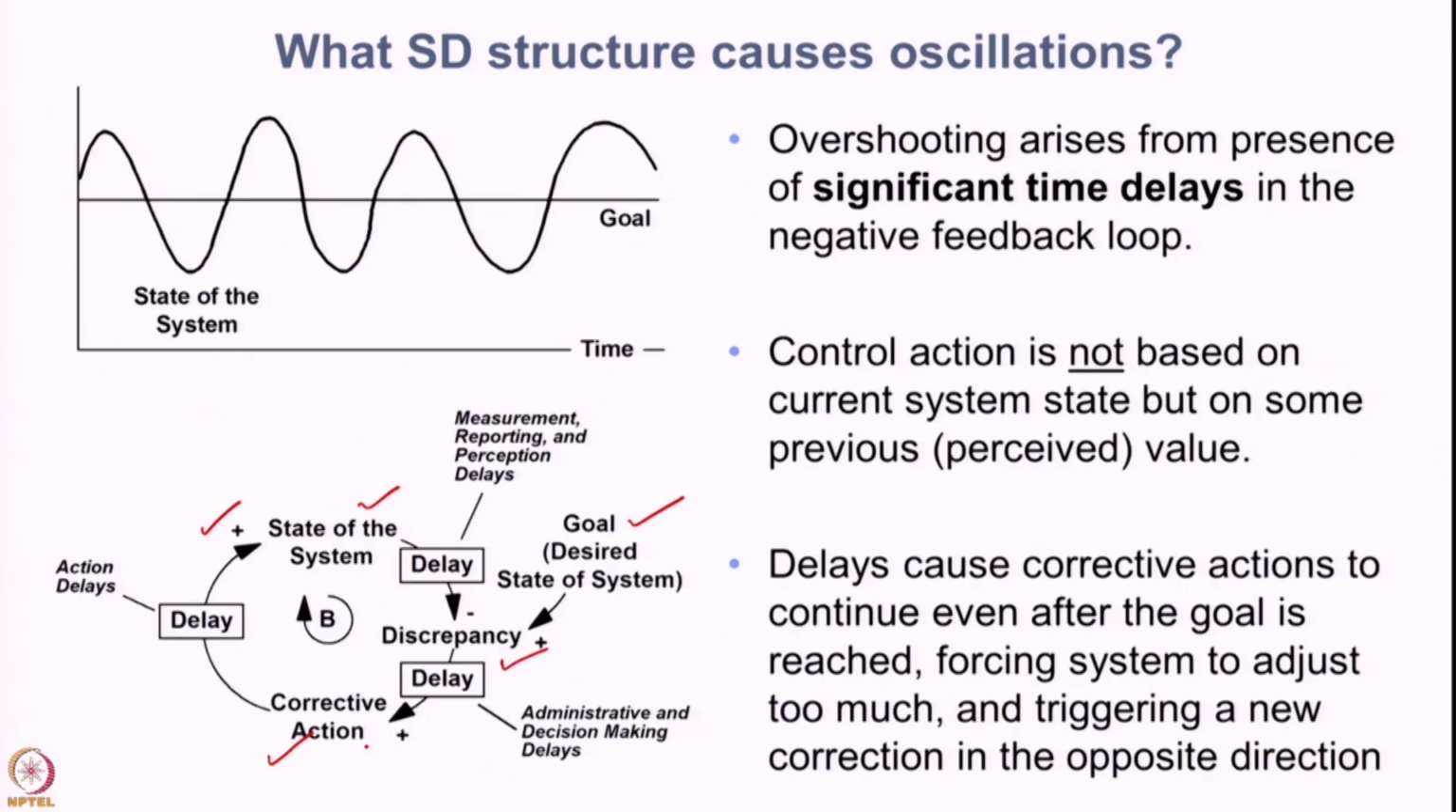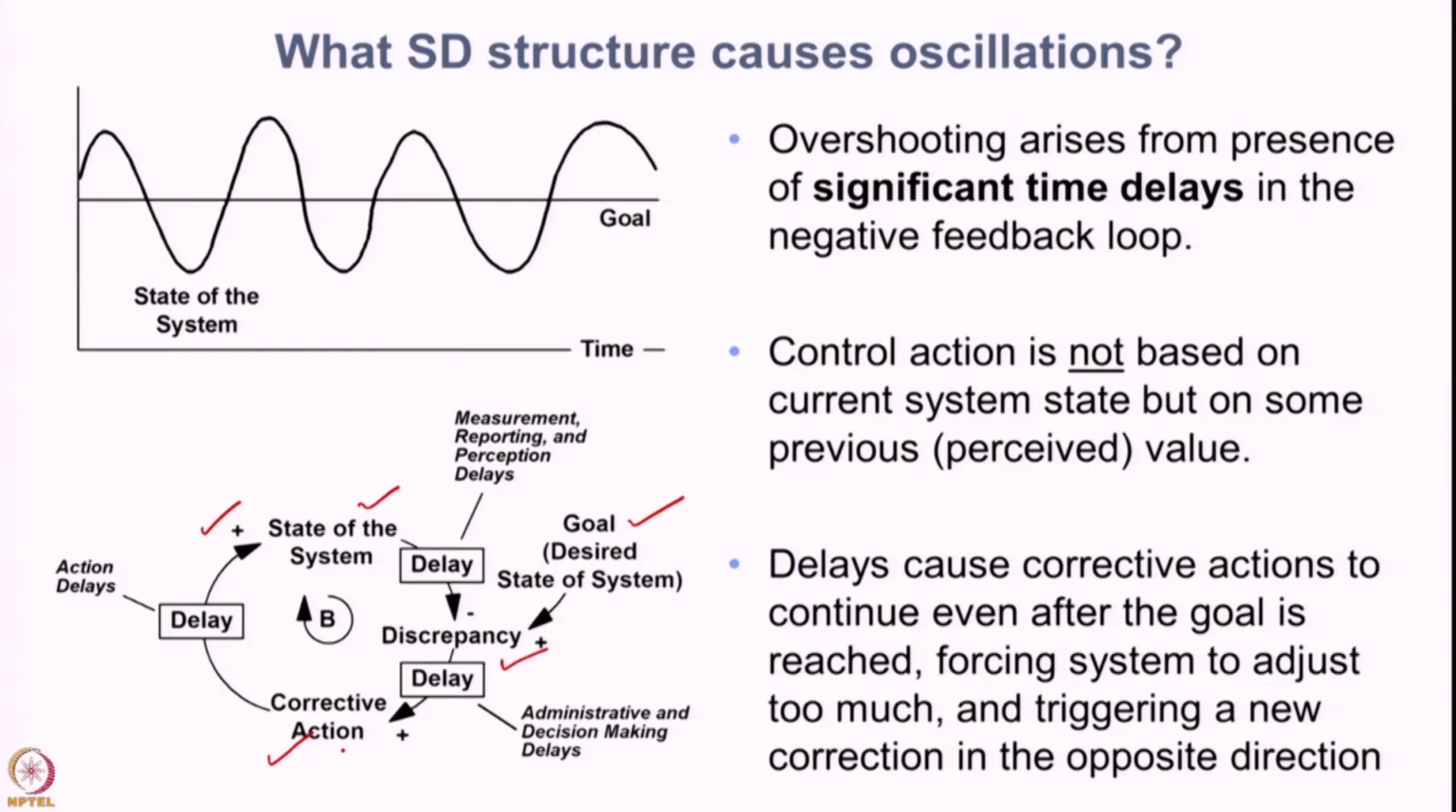However, one addition to this system is the presence of delays. The first delay, that is, understanding the state of the system and seeing how far away from the goal it is, is called the measurement, reporting or perception delay. And once the discrepancy is observed, again there could be administrative and decision making delays before we actually decide what action to take.